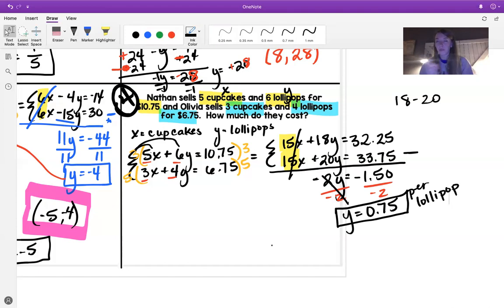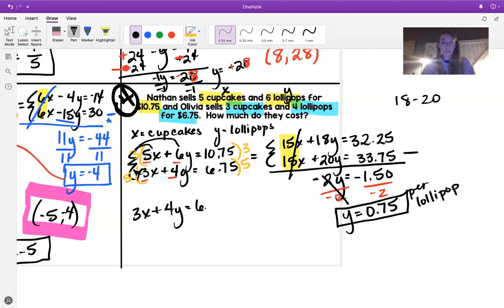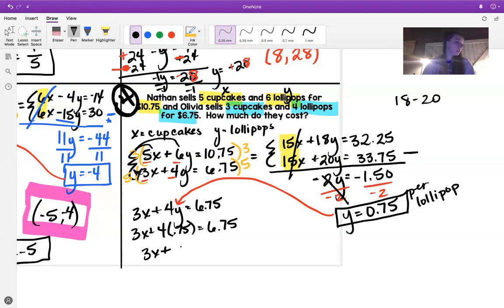Now we gotta find the price of the cupcakes. So I'm just gonna take that y and I'm gonna plug it back into one of these equations. So I'm gonna choose the second one, mainly because it's smaller numbers. So I have 3x plus 4y equals 6.75. I know that y equals 0.75. That's 3x plus 4 times 0.75. I'm going to do this math in my head. $3. I think it is.